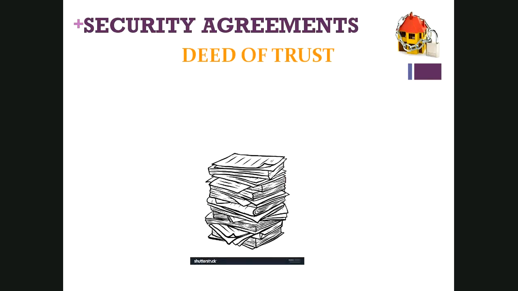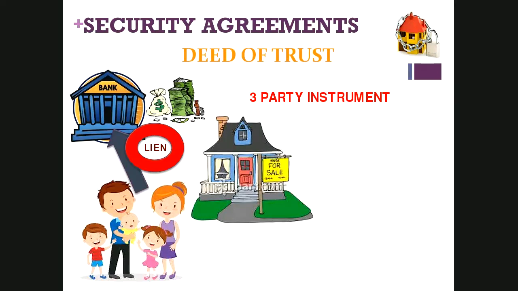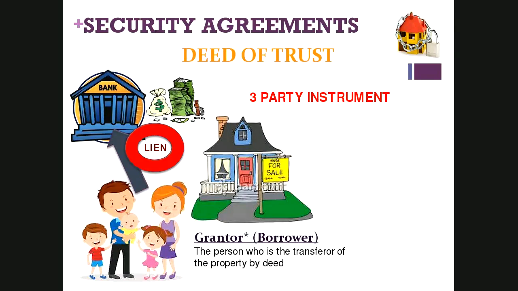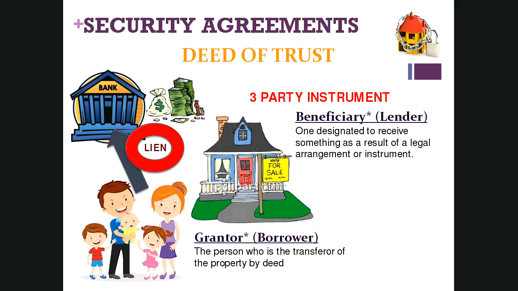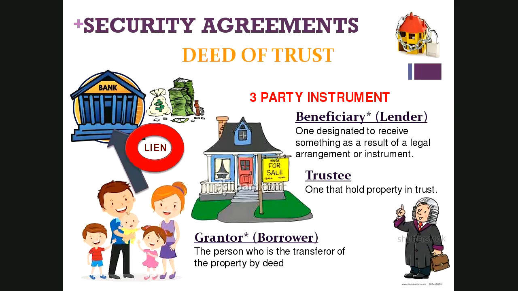The deed of trust, on the other hand, is a three-party instrument. You still have the borrower and the lender, right? The borrower and the bank, known as the beneficiary in this case, and this guy we call the trustee that holds the property in trust while the debt is outstanding.